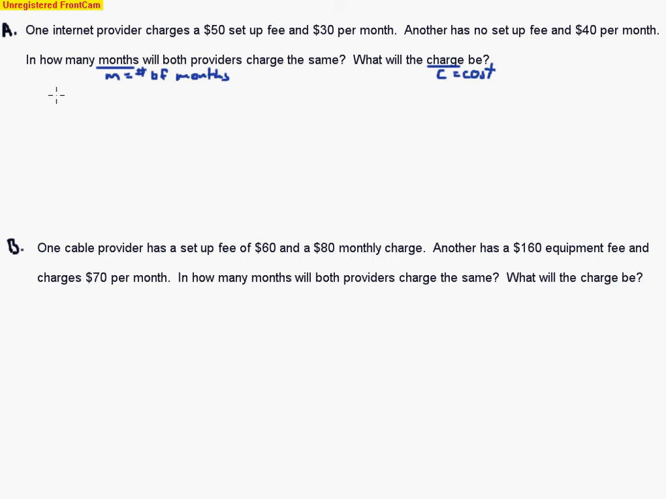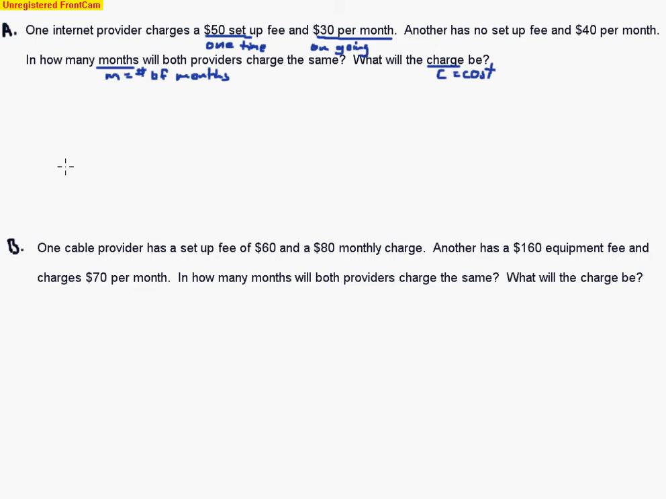So let's take a look at the first one. One internet provider charges a $50 setup fee. That's like a one-time charge. You're not going to charge that again. It's just a setup fee. You don't have to get set up every month, so it's a one-time charge. But this is an ongoing charge, so this is a variable amount. They're asking for the number of months here. And here we have $30 per month. So this is ongoing, so we get charged every month.